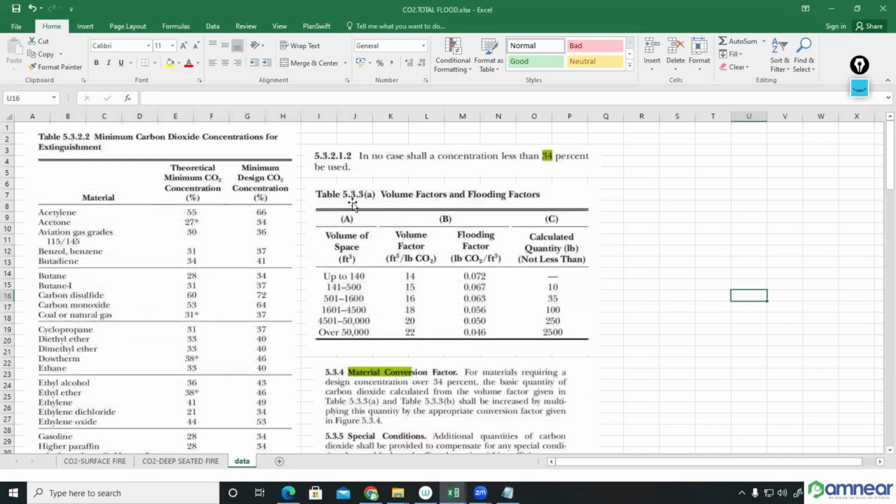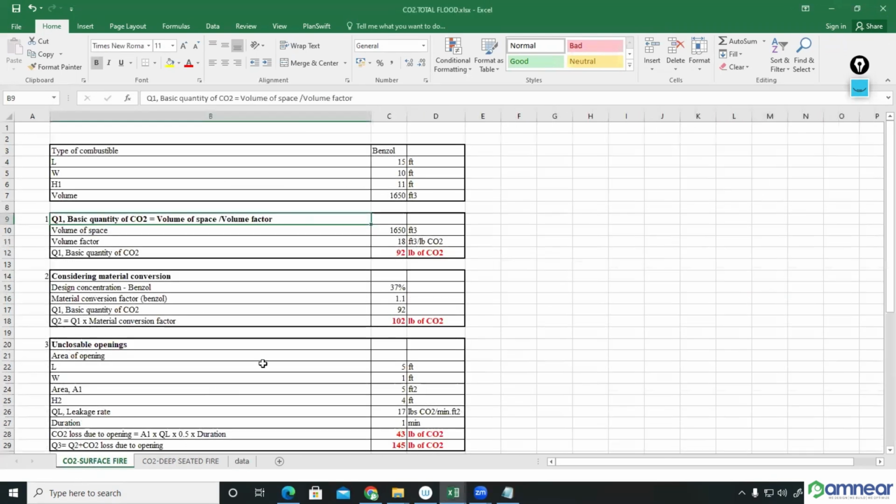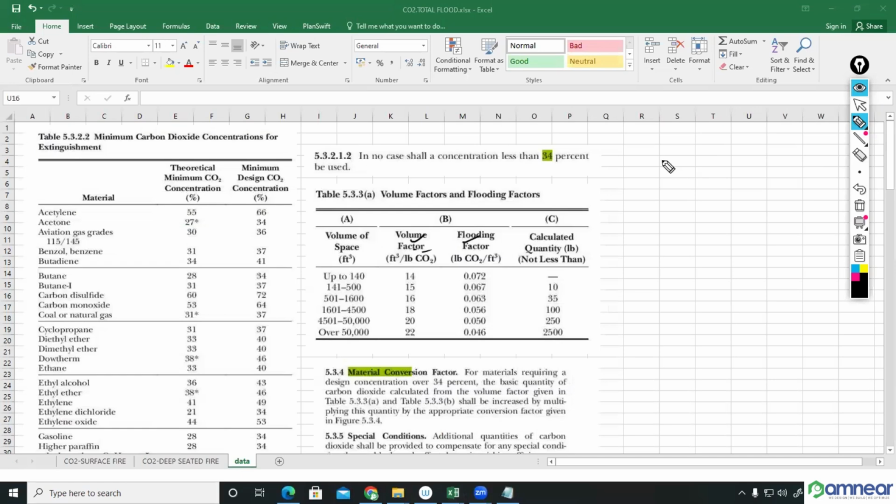Volume factor, table number 5.3.3.8. Volume factor is there. Flooding factor is also there. Both you can use. Anyhow, what about our volume of space? Our volume is 1650 feet cube. So volume of space in feet cube up to 140, this one. Our case is 1650, so 1650 will come in this range. Correct. In this range only.